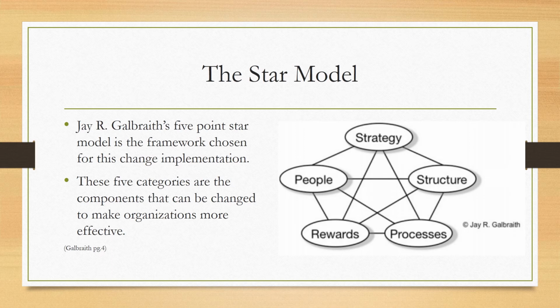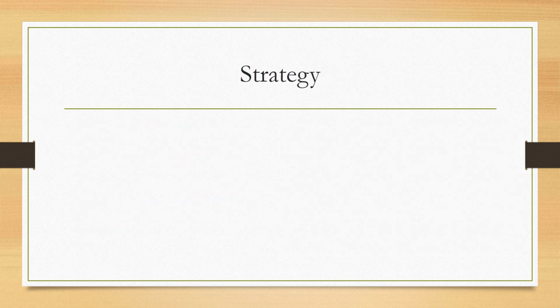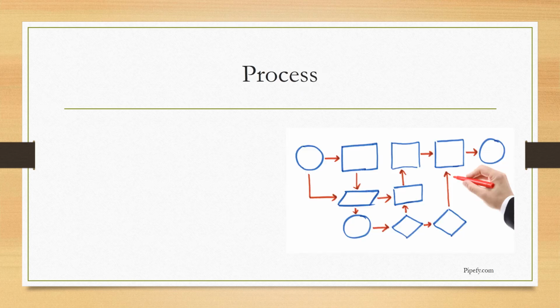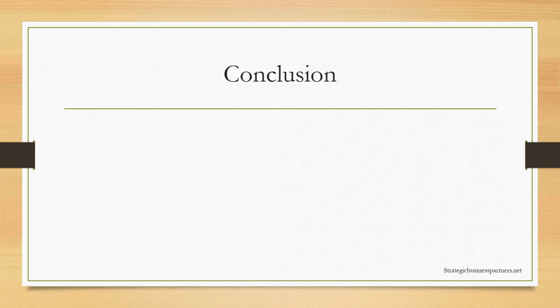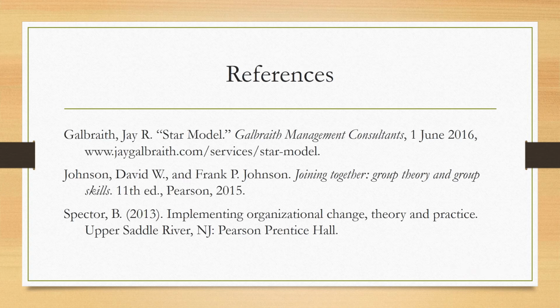So the next step is that you would need to describe how each one of these points of the star relates to your organization. There would be a slide on the strategy, how the strategy of your organization makes change, the structure, the process, and here you see that I could even add a few graphics to make it visually pleasing, the rewards process, the people, and then I need a conclusion where you're going to summarize your thoughts, and finally a reference page.